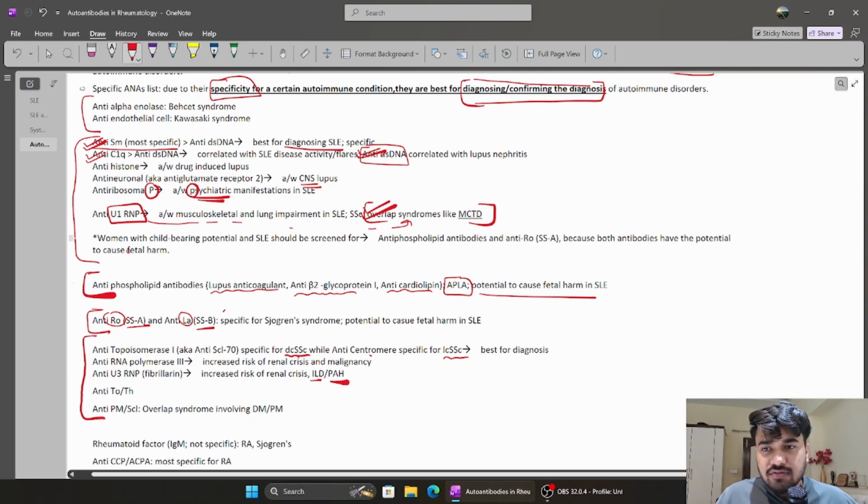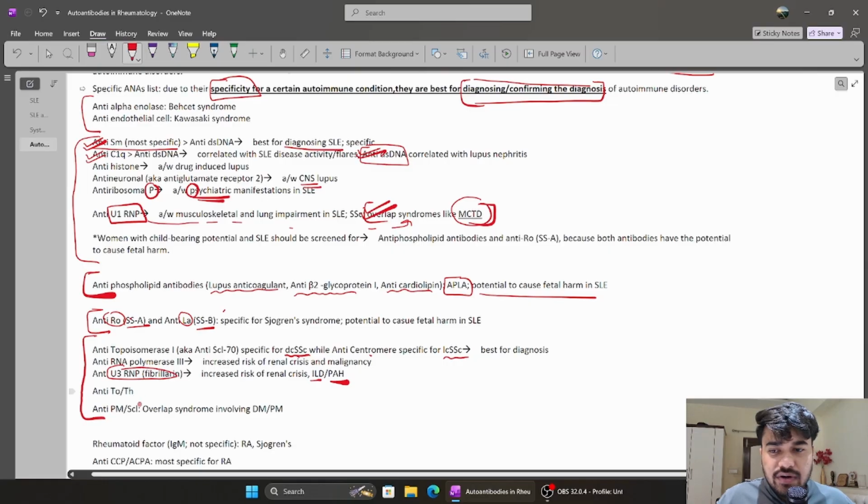Now, this is very, very important. Don't confuse U1RNP and U3RNP, right? U1RNP associated with a mixed connective tissue disorder, while U3RNP is renal crisis, ILD, PAH. So do not confuse these, right? This is a very important question. Most specific antibody for MCTD, the answer will be U1RNP.